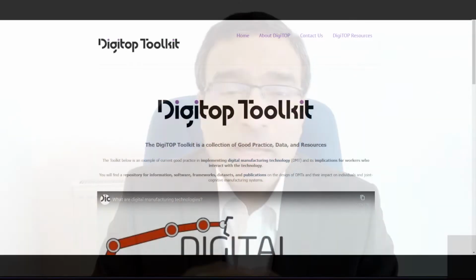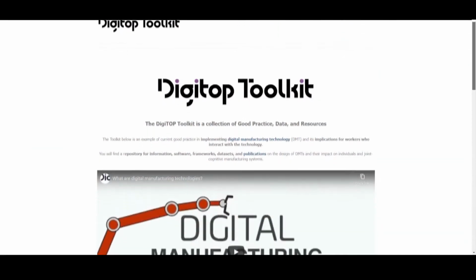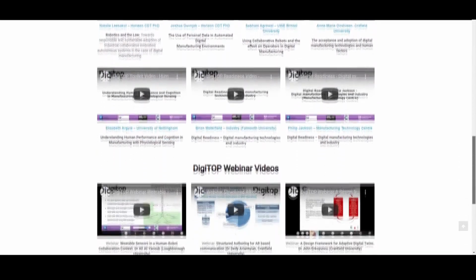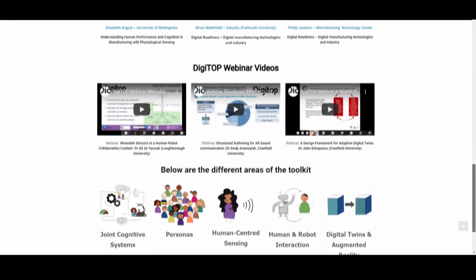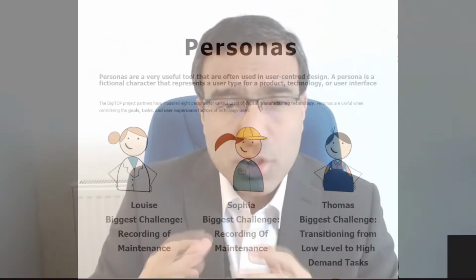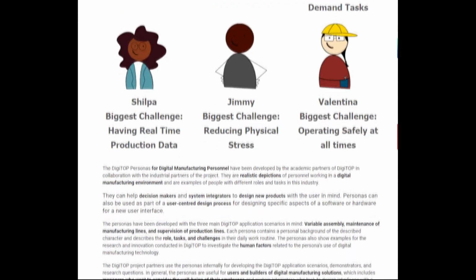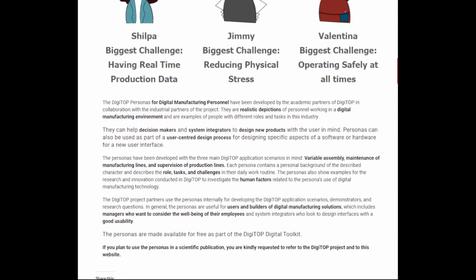The DigiTOP project has come up with a number of toolkits, and that's a real welcome development because that makes it easier for the outcomes of DigiTOP to be used by the manufacturing industry in the UK and beyond. I'll pick up one example of that. DigiTOP has come up with personas. Personas are fictional characters that represent different types of users on the shop floor of digital technologies.